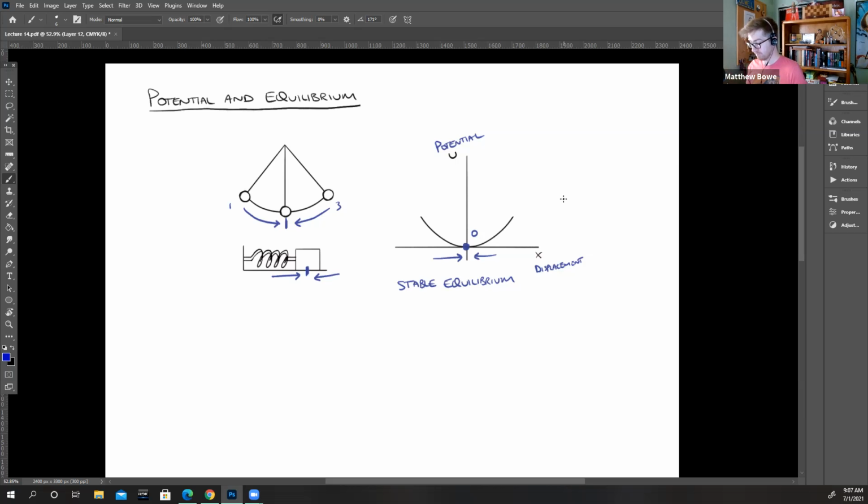And I can define a stable equilibrium as: given a small displacement, the system will return to this original point. Okay, so displacement in one direction or the other, it's all directed backward to this equilibrium position. That's what we see with pendulums and springs.